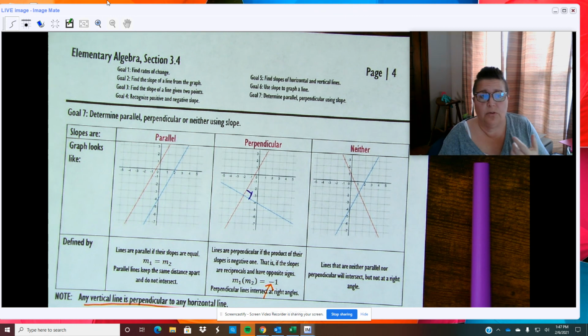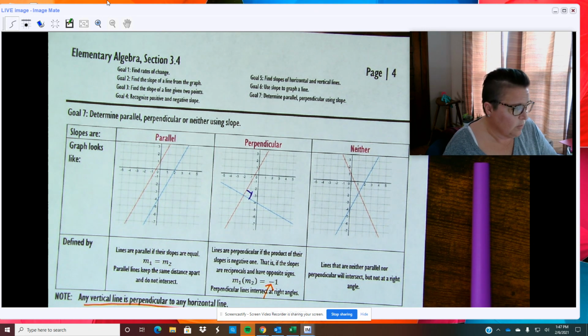So 3.4 covered the rate of change, the slope of a line, finding the slope of a line from a graph, finding the slope of a line from 2 points. We went over the difference between positive, negative, 0, and undefined slopes. We used that slope and a point to graph the line, and we just got done with some parallel and perpendicular. If you have any questions or concerns, please don't hesitate to reach out to me.